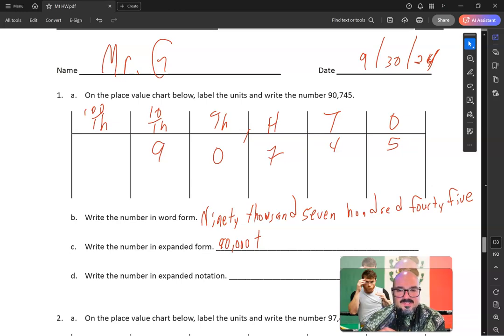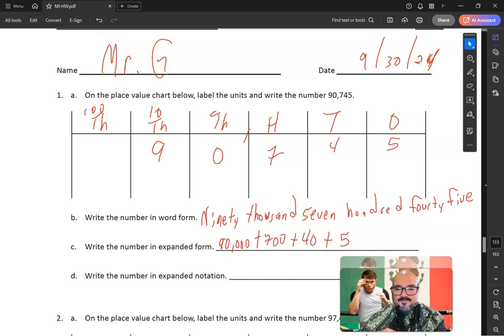So 90,000 plus, I don't have any thousands. 7 is in the hundreds. The value is 700. Plus 4 is in the tens. I have 4 tens. That's 40. Plus the 5 is in the ones place. 5. So 90,000 plus 700 plus 40 plus 5.